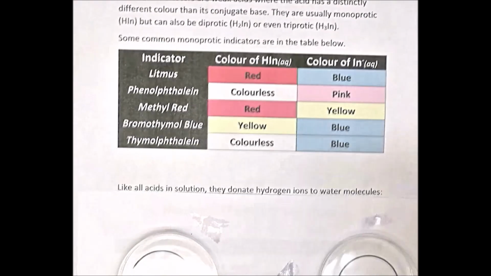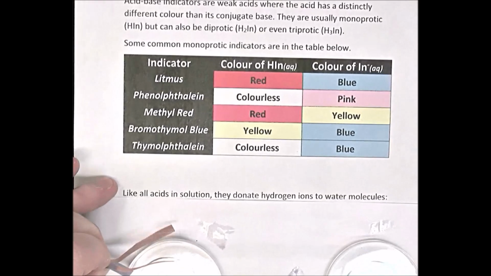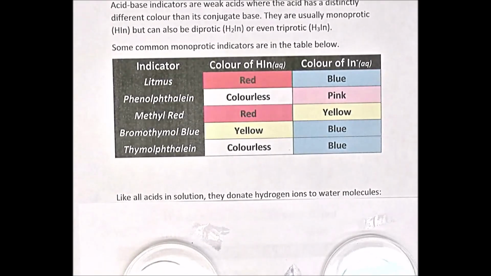So, okay. There are other acid-base indicators. Phenolphthalein is a very common one that's used in high school chemistry. Its acid version, HIN, is colorless, and its base version, IN-, is pink. So with phenolphthalein, you'll see a change in color from colorless to pink, or from pink to colorless. Methyl red starts off red in its acid form, and it turns yellow in its base form. Bromothymol blue starts off yellow in an acid form, and becomes blue in its base form.